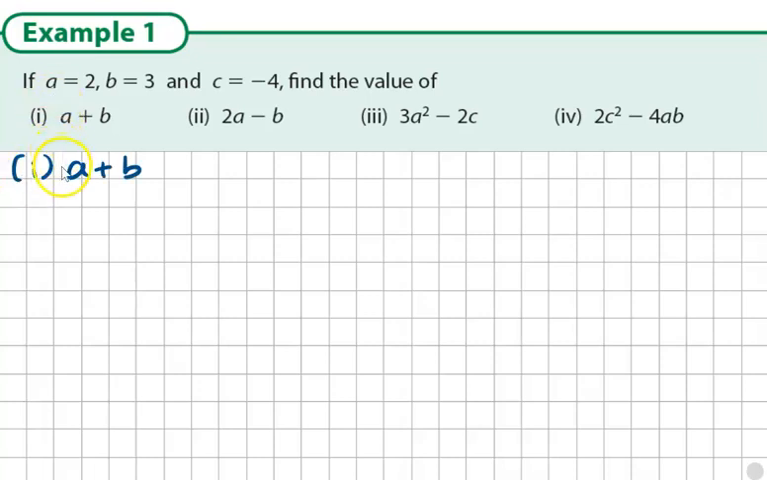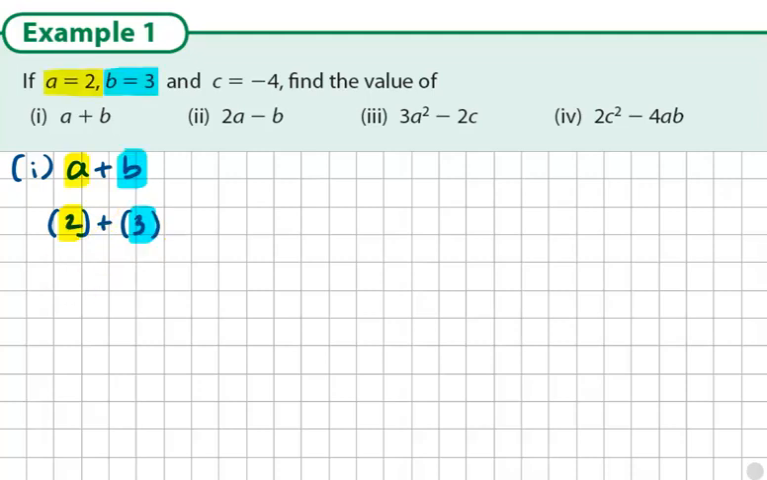Part 1, we write out A plus B. Then we're going to replace every letter with a set of open brackets. So the A becomes a set of open brackets. We bring down the plus, and the B becomes a set of open brackets. Next, we're going to substitute. We're going to replace A with 2 because it tells us in the question that A is 2. And we're going to replace B with 3 because it tells us in the question that B is 3.